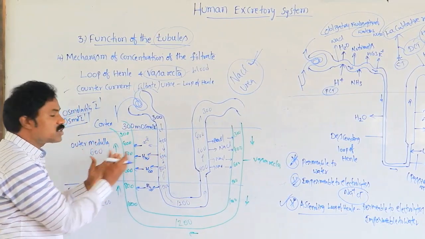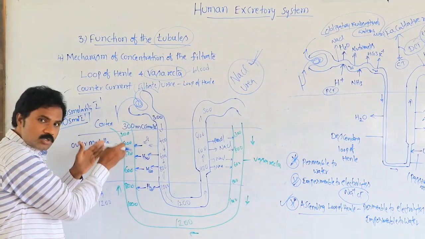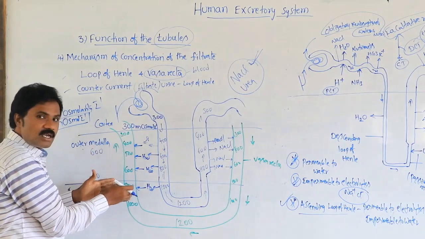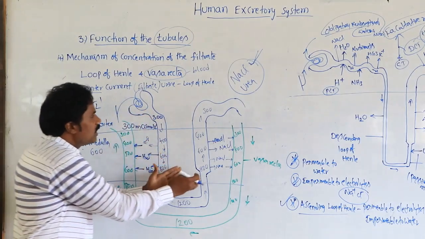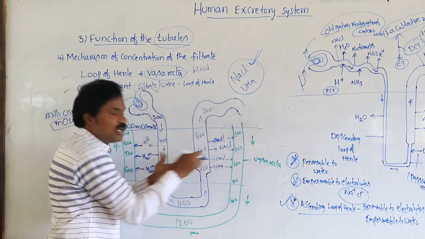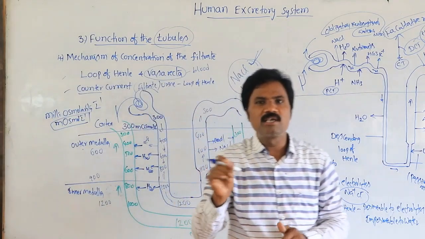That is what we call counter current. So in one particular tubule and one particular blood vessel among the vasa recta, if it is increased here, it decreases there, and here it increases. Remember that very carefully, it is a very, very important exam point of view.